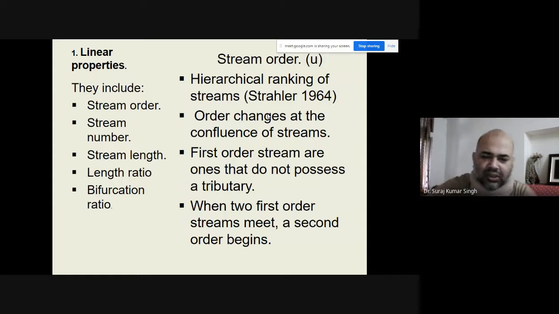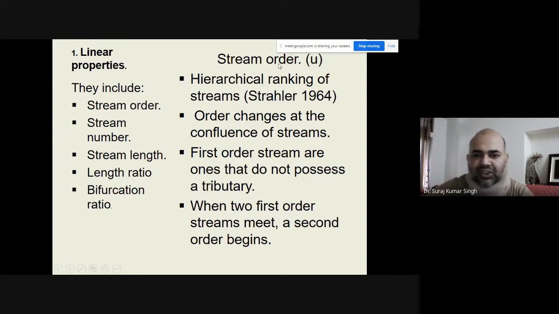So now we know that we have three kinds of property. One is linear, the other one is areal, and the third one is three-dimensional, or relief property. When it comes to linear properties, that includes stream order, stream number, stream length, length ratio, and bifurcation ratio. So whenever you go for measurement in terms of linear property, you have to calculate the stream order, stream number, stream length, length ratio, and bifurcation ratio.